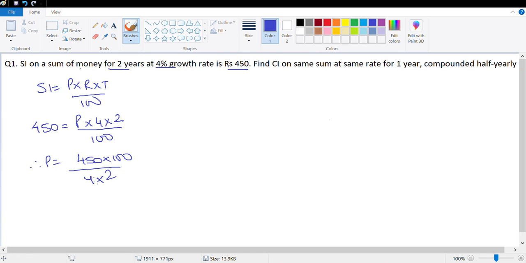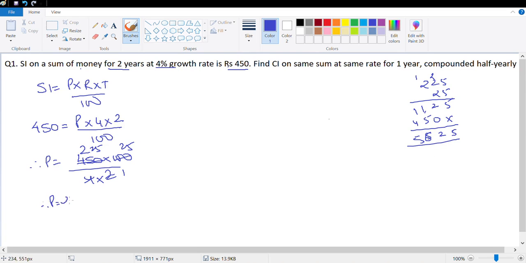So that would be 4 into 25, and that's 2 into 1, and that's 225. So this is 225 into 25. That's 25. 10 plus 2, 12. 10 plus 1, 11. And this is 10, 5, 4. 5, 2, 5, 5. Let's reconfirm. Not 5. 5 plus 1, 6. 5, 2, 6, 5. So principal is equal to rupees 5,625.